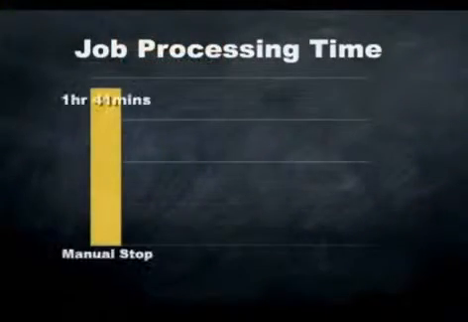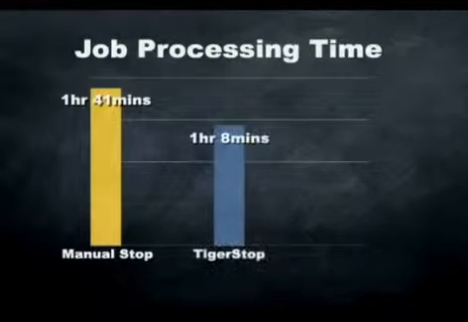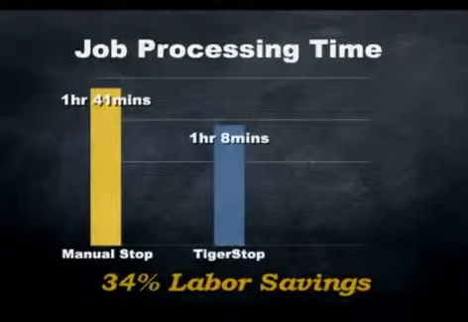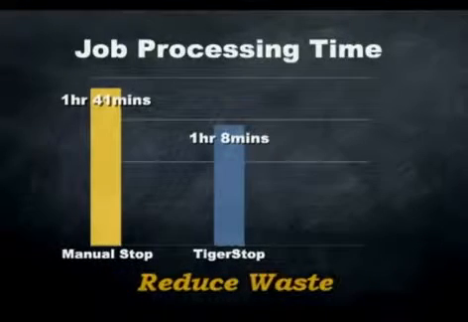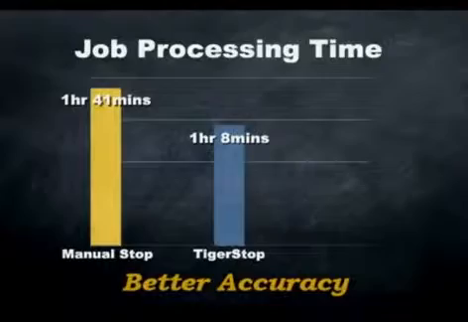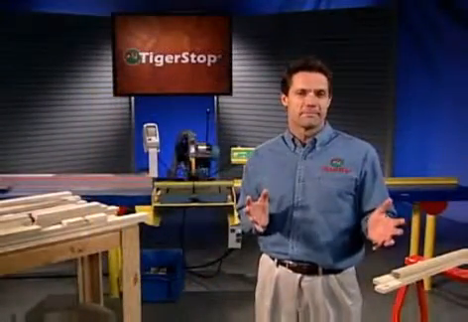As you can see, our custom cut order using a traditional stop and chop saw took over 1 hour and 41 minutes and wasted a substantial amount of material. By adding a basic Tigerstop, we were able to reduce our labor cost by more than 34%. We also improved our production time, reduced the number of miscut parts, and achieved better accuracy. That's pretty amazing for such a minimal investment.